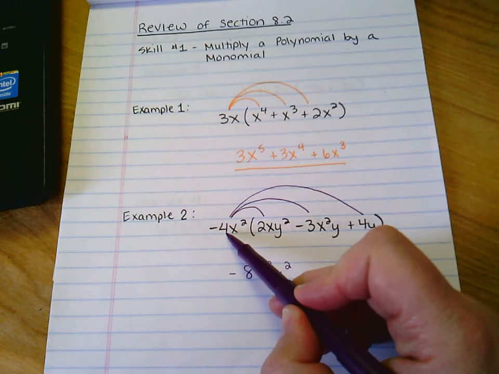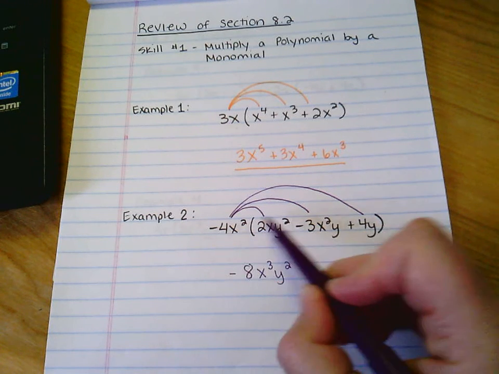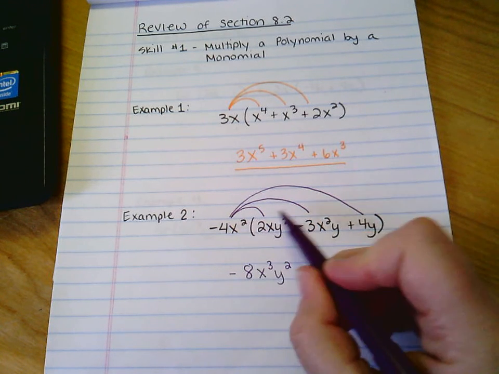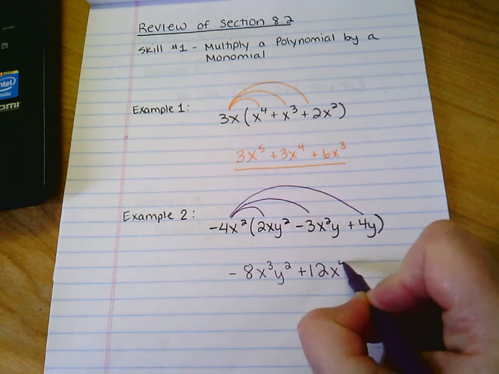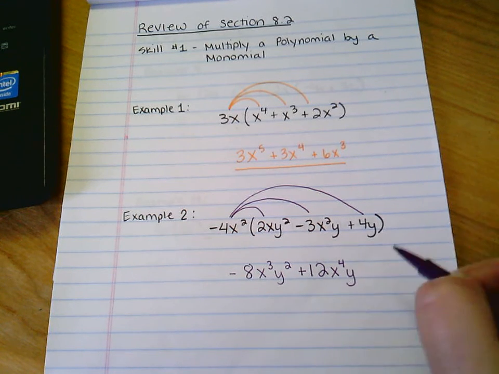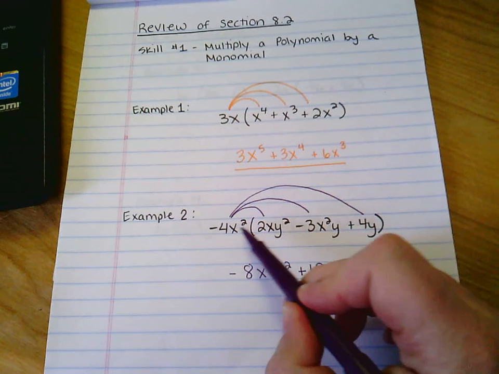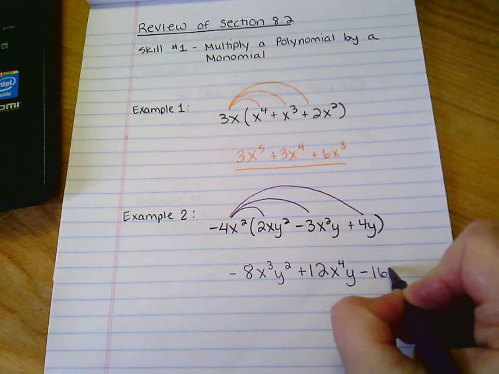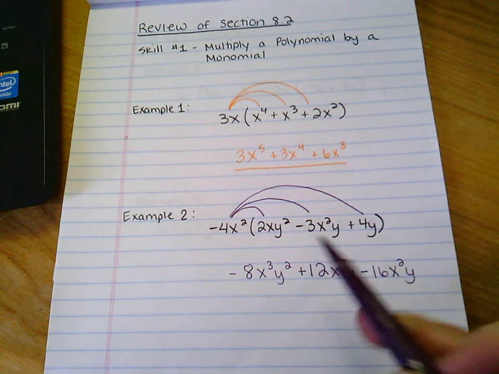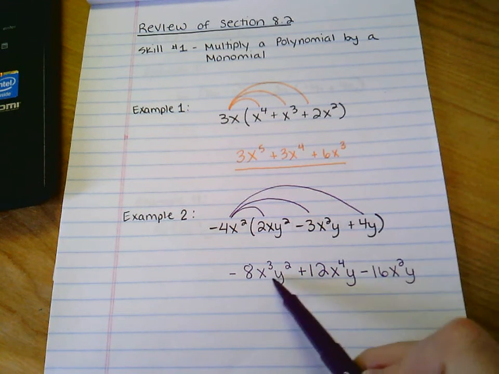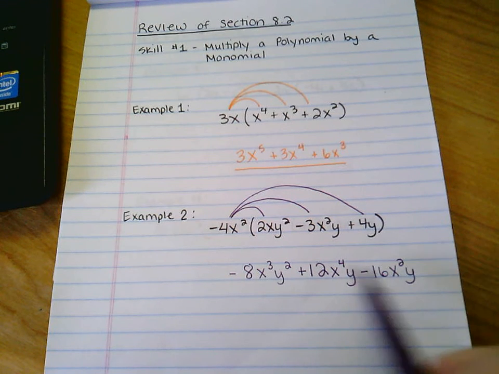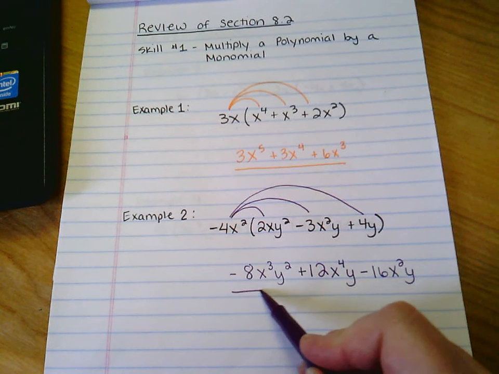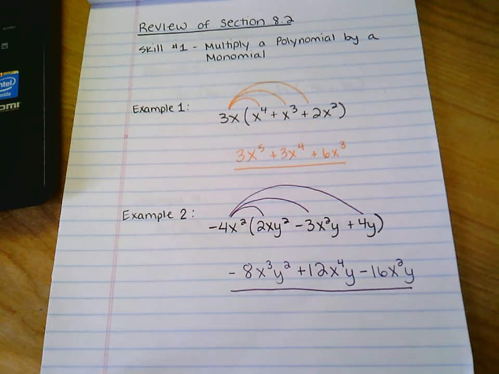Now we're going to do the monomial by the middle term. So negative 4 times negative 3 is positive 12. x squared times x squared is x to the 4th. And again, we still have this y. And then finally, the last term, negative 4x squared times 4y, negative 16x squared y. And it's a good idea to double check again, see if we have like terms. They all have x's and y's, but none of them have x's and y's to the exact same exponent, so there are no like terms, and this problem is done.